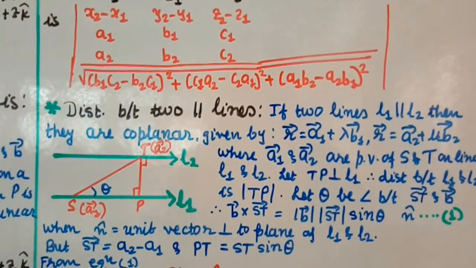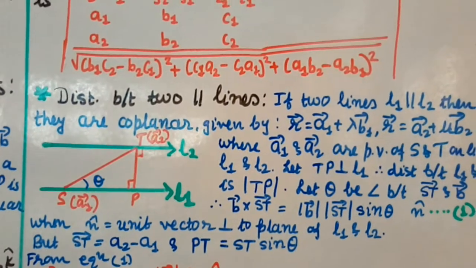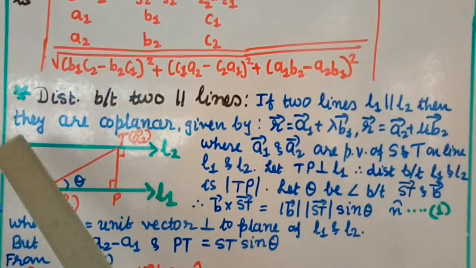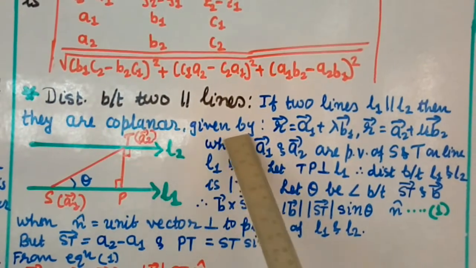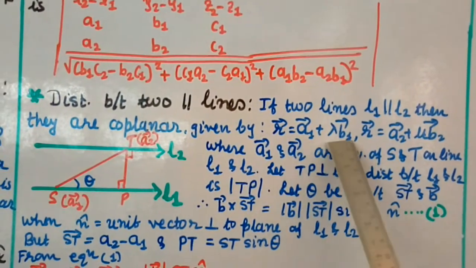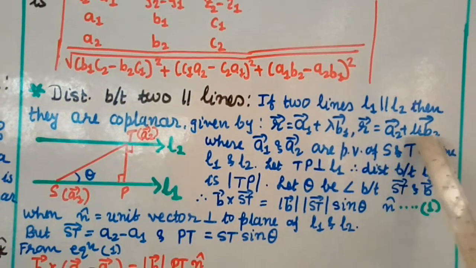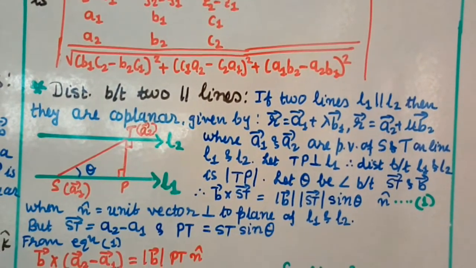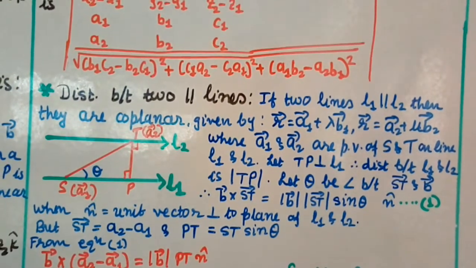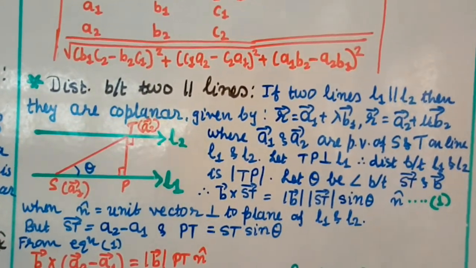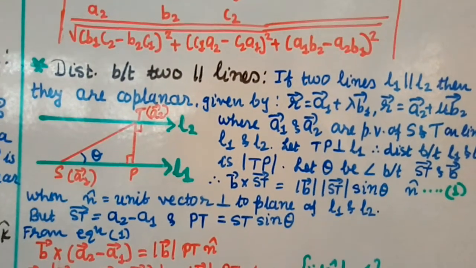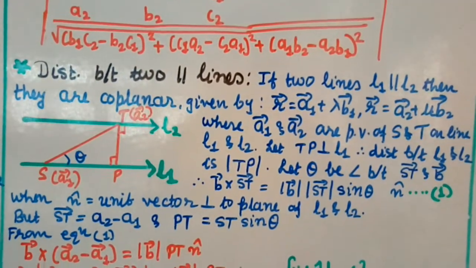Now, the distance between two parallel lines. If two lines L1 and L2 are parallel, then they are coplanar, given by r equal to a1 plus lambda b1 and r equal to a2 plus mu b2. Okay, so we have got two lines which are parallel. If they are parallel, then they are coplanar, and therefore we give the equations of the lines as r equal to a1 plus lambda b1, r equal to a2 plus mu b2. Same as the previous one.